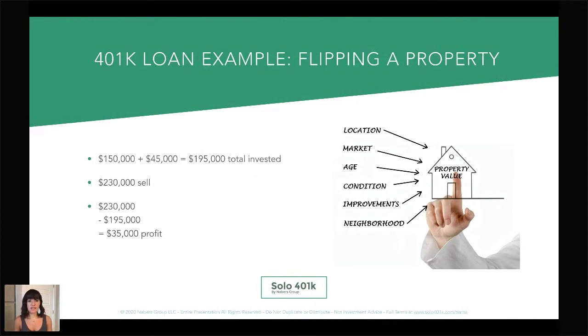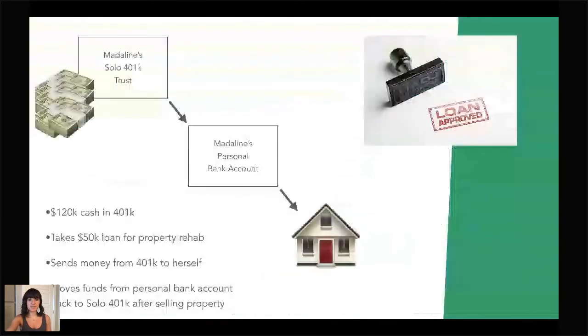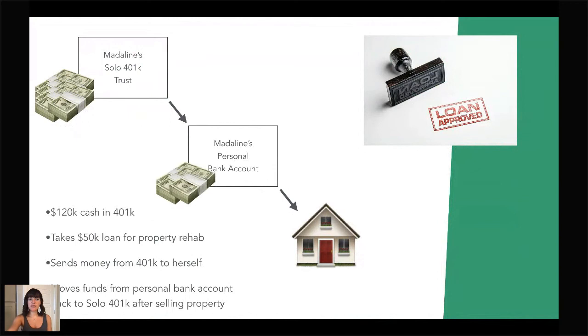So if you see, there's the $195,000 total invested. She'll sell it for $230,000. So potentially a $35,000 profit. So what can she do? She has $120,000 in cash in her 401k. So she's going to take that $50,000 because she's allowed to. She has excess of $100,000. So what she'll do, she'll take the loan, she'll send it to her personal bank account, and then move it off to the property.